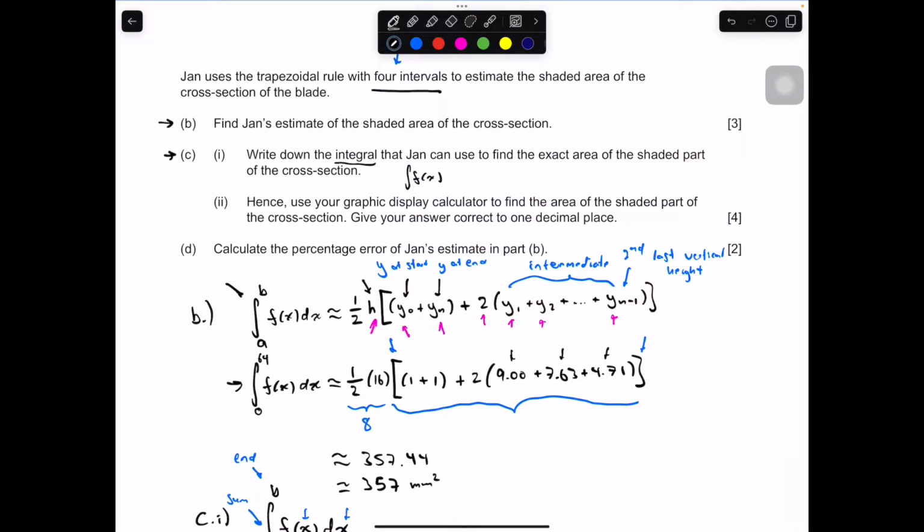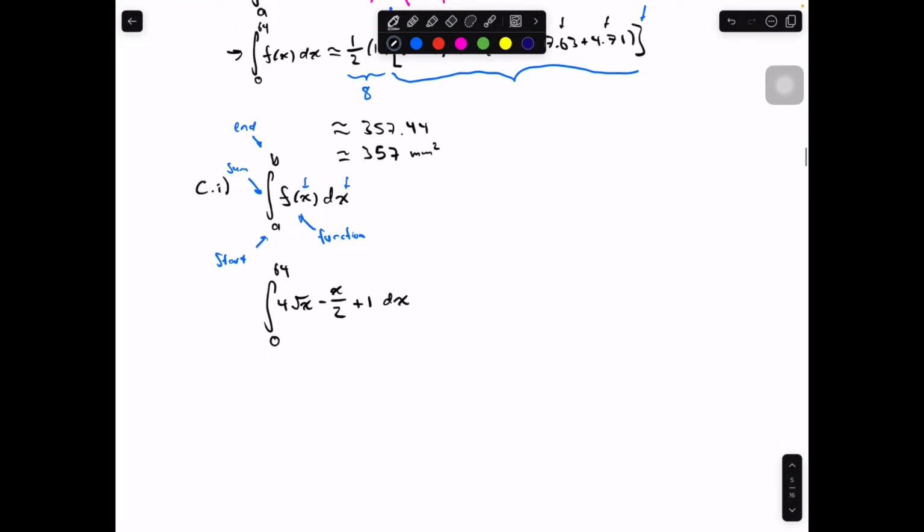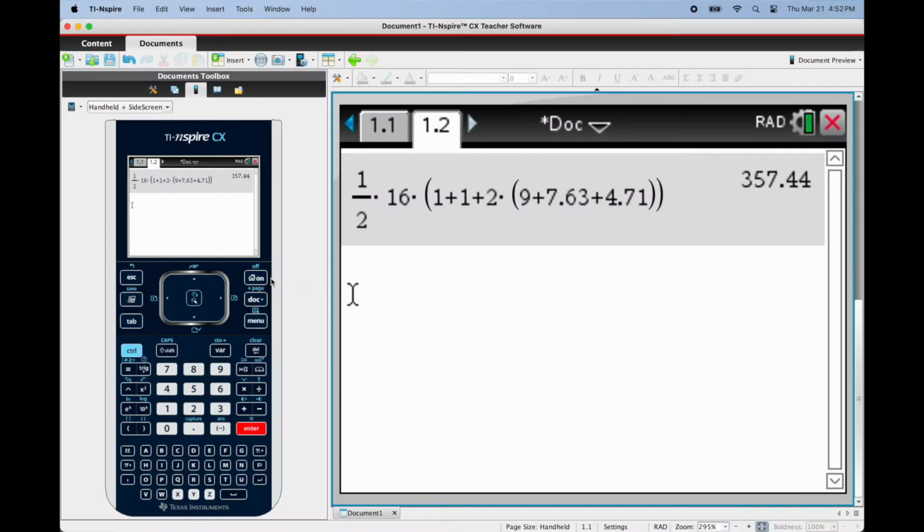Okay, hence use your graphic display calculator to find the area of the shaded part of the cross-section. Give your answer correct to 1 decimal place. Okay, so that's important. Be an unfortunate way to lose a mark. Let's take a look. So we've got the integral. Let's go to the calculator screen and work this out.